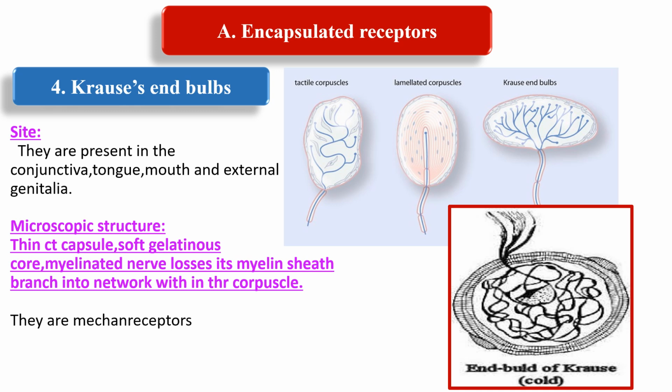As regards the microscopic structure of Krause's end bulb, as we can see in the photo here, there is a thin connective tissue sheath covering it, a thin connective tissue capsule. I can notice a soft gelatinous core present inside, and the myelinated nerve fiber loses its myelin sheath also, as the previous receptors, then branches into a network within the capsule. As regards the function, the same as the previous receptors, they are mechanoreceptors.